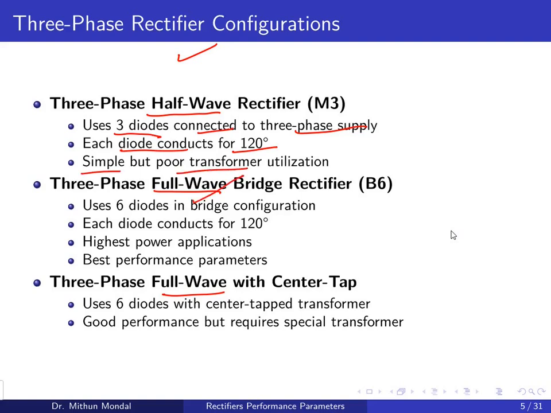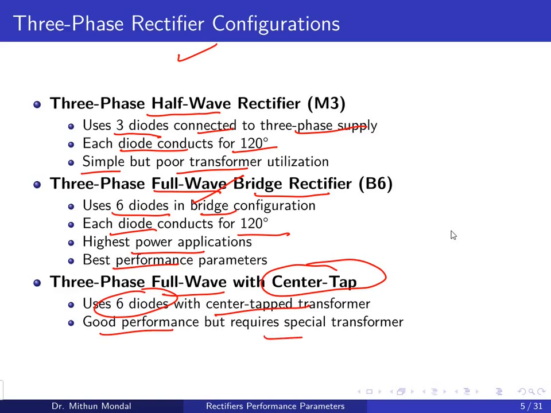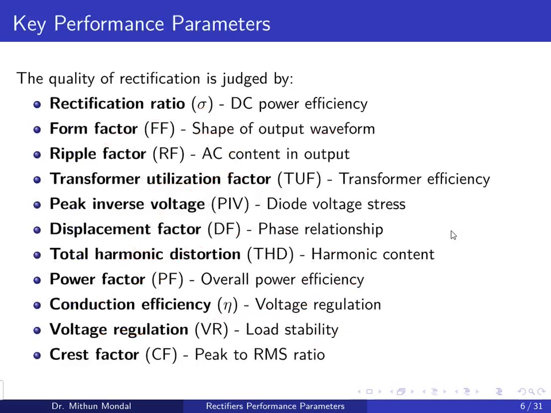When we have the full wave configuration in the form of a bridge rectifier, we use 6 diodes connected in the form of a bridge. Each diode conducts for 120 degrees. It serves the highest power applications and has the best performance parameters. The three-phase full wave rectifier can also be connected in the center tap form. It also uses 6 diodes, but with a center tap transformer connection. It has good performance but requires a special transformer arrangement.